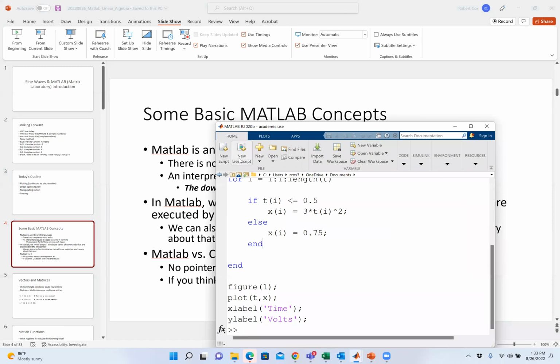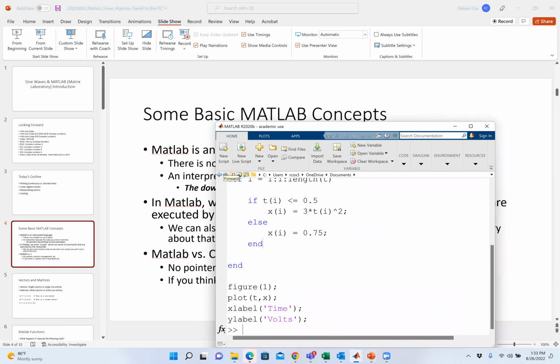There's 2 types of scripts: live scripts and just scripts. A lot of people use live scripts. I think this is some attempt by MathWorks, the manufacturer, to get more Python-like. I don't recommend using that. I've seen people run into issues with it. It's probably not hard to use, but I'm not all that familiar with it. So I recommend just using the regular old scripts.